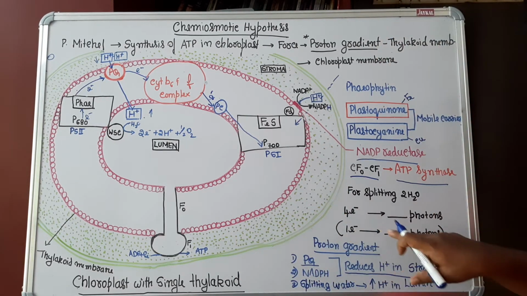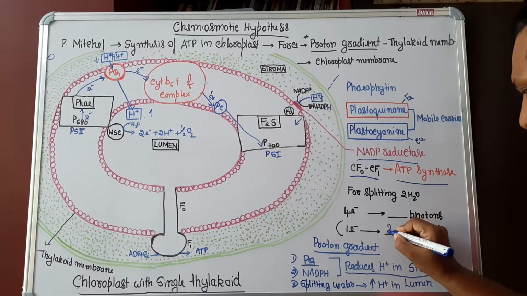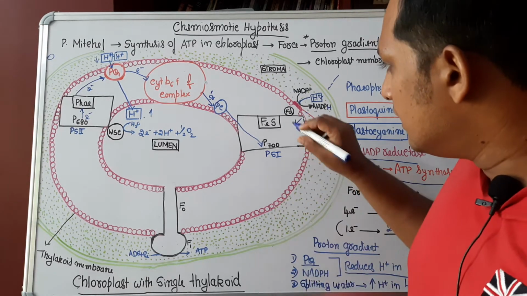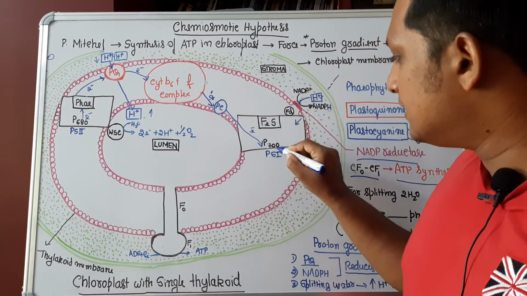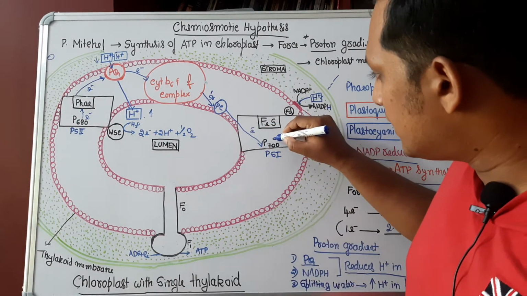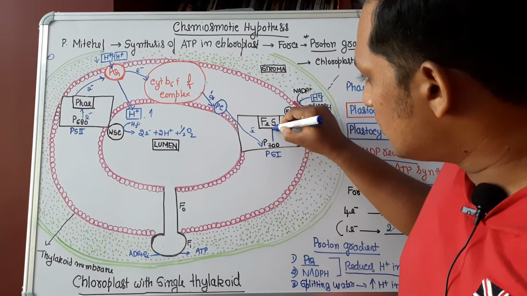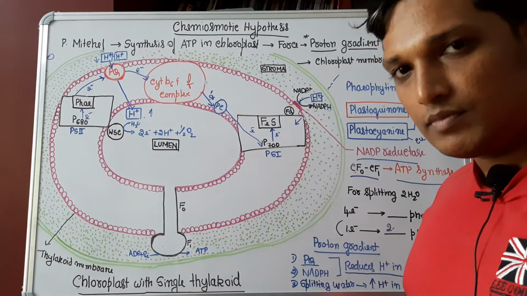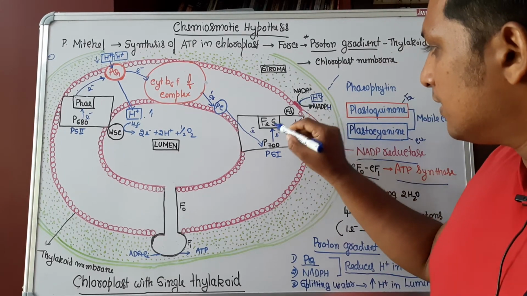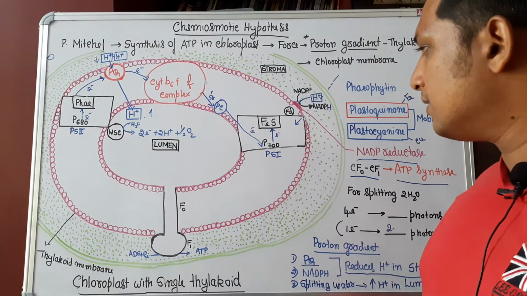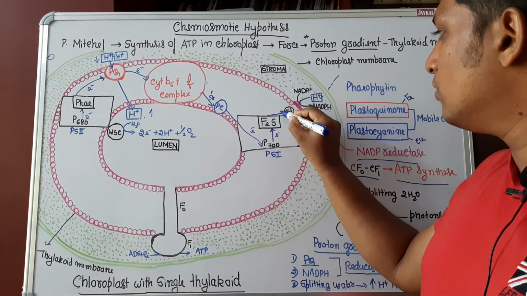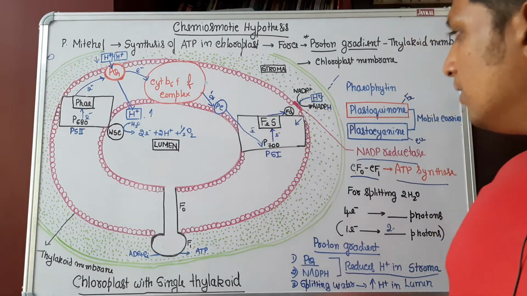I have written one electron, two photons are involved. That we will keep in mind. Now the electron has reached P700. P700 ejects its electron to the FeS. FeS is an electron acceptor of PS1. FeS transfers its electron to ferredoxin.